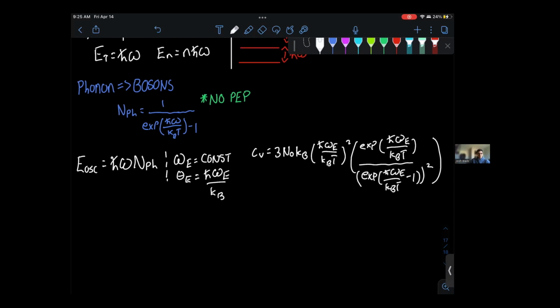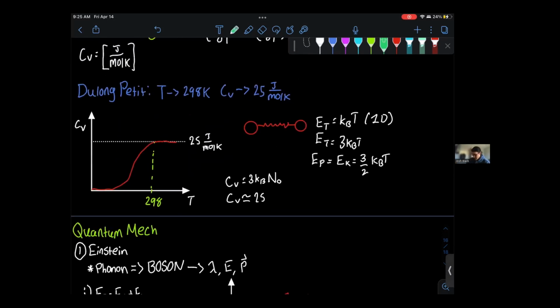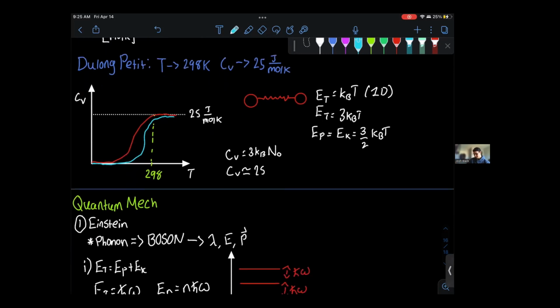So this theory works to an extent. If we go back up here, we see that this red line is the experimental line, right? This is the line that we got due to experiments. This is the line that the Einstein theory predicts. Similar, yes, but there's an offset. So it's not super accurate.